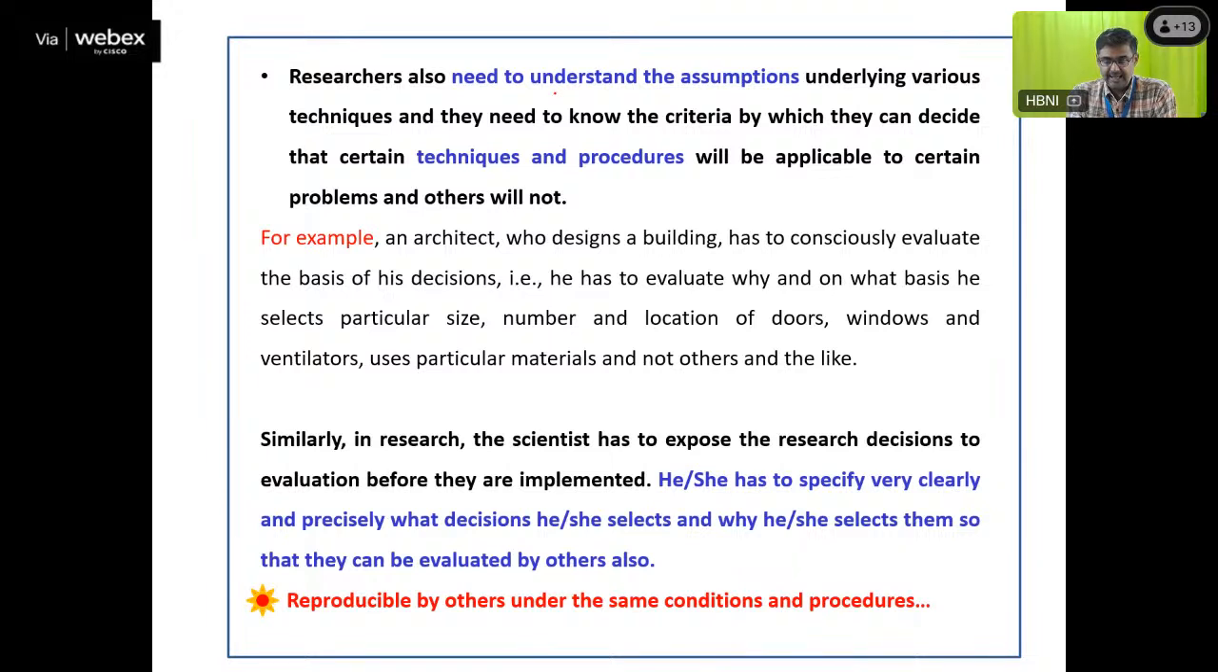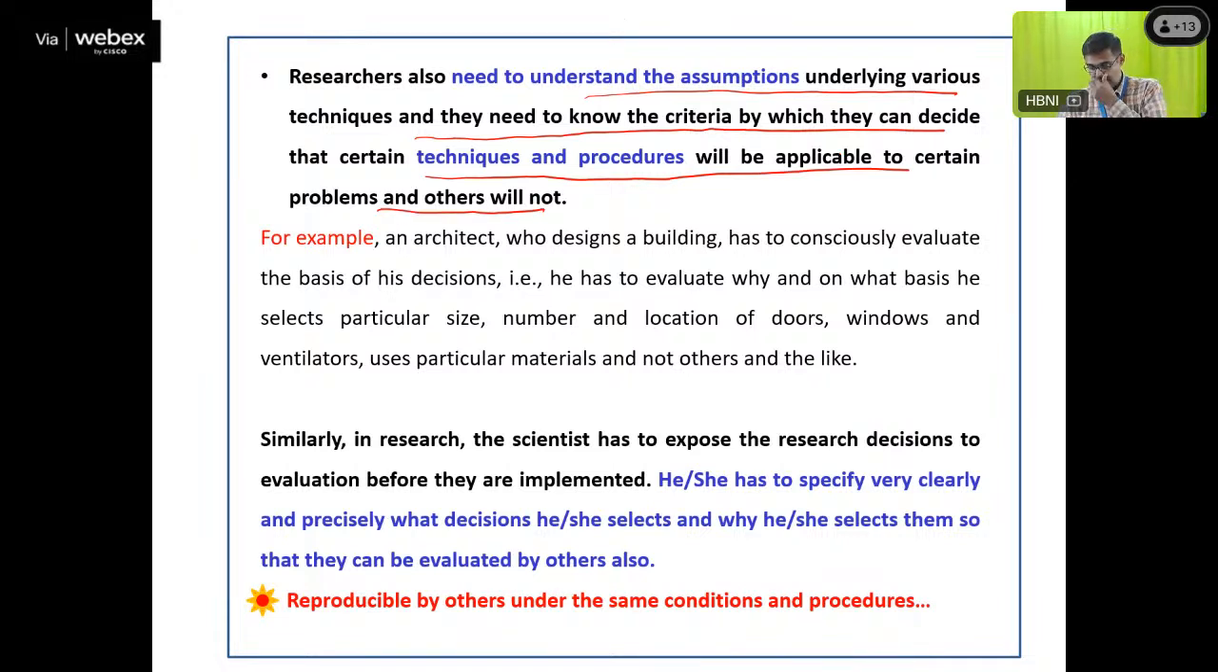Researchers also need to understand the assumptions underlying various techniques, and they need to know the criteria by which they can decide that certain techniques and procedures will be applicable to certain problems and others will not. Suppose you are dealing with the development of photoluminescence materials, where you will be interested in optical properties and not thermal properties. There will be a vast range of techniques available to you, but which one you will use and why you will use it should be clear to you.